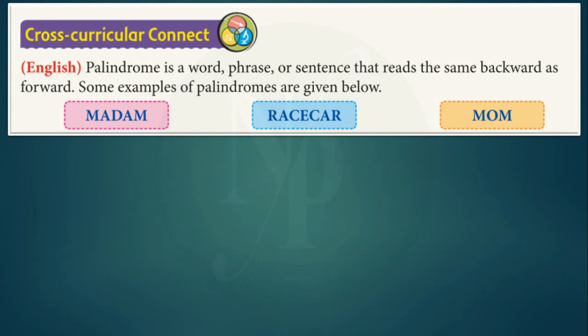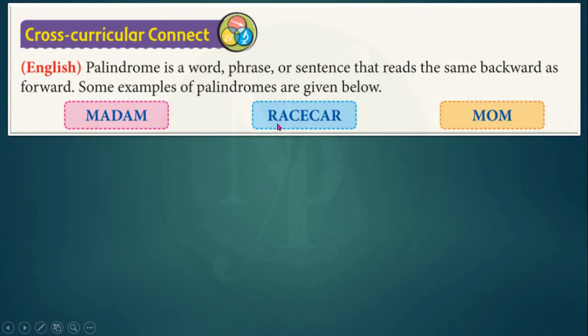So here we have such examples. Some examples of palindromes are given below. So madam, you may read this as M-A-D-A-M or from right to left M-A-D-A-M. So if you read from left to right, you will get madam, or if you read from right to left, you will get madam. Such words are called palindrome.